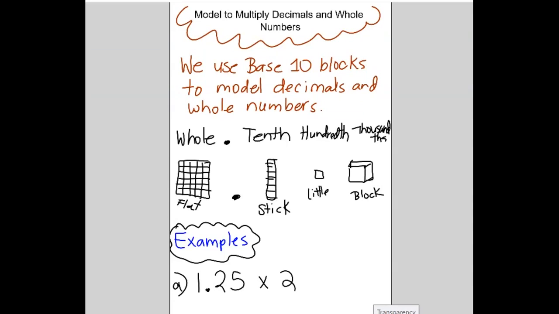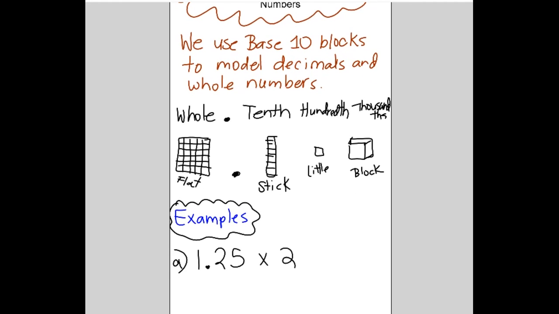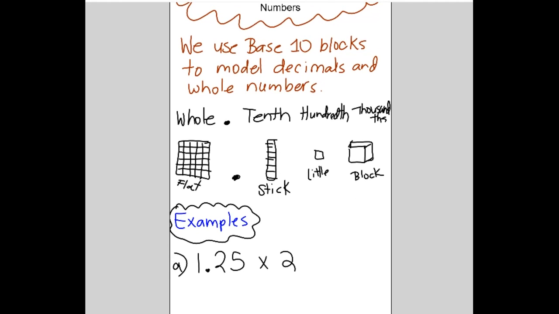All right, Super Friends. To model when we multiply decimals and whole numbers, we're going to use our base 10 blocks. Remember that our whole number, if it's in the ones place, is going to be considered a flat. Then we have our decimal, and if we're doing the tenths place, it's going to be the stick. If we're doing the hundredths place, it's going to be the little guy. And if we're doing the thousandths place, it's going to be that big cube block.